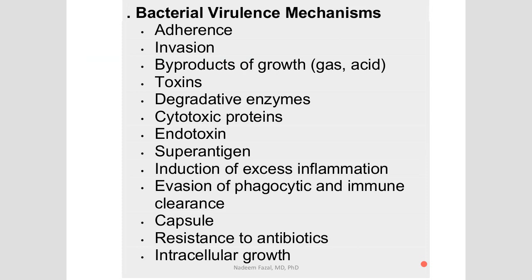We call endotoxin. Okay? They may fool our system to present as a superantigen. This is how, and they sometimes induce excess inflammation. They do that. It helps them, we'll explain. And then again, they may evade phagocytic and immune clearance. Okay, this is also a virulence factor. Some of the bacteria have a capsule, so that's protective. So our acids cannot break it.